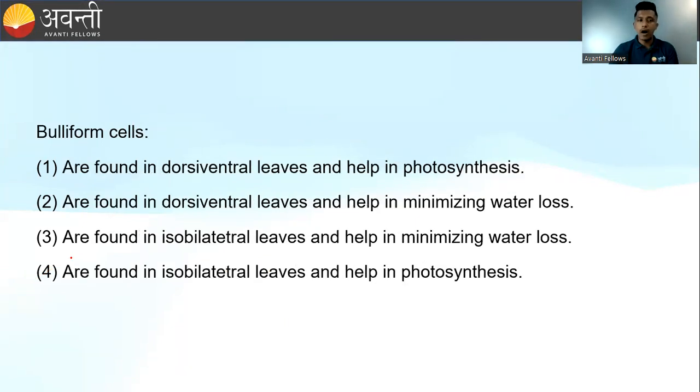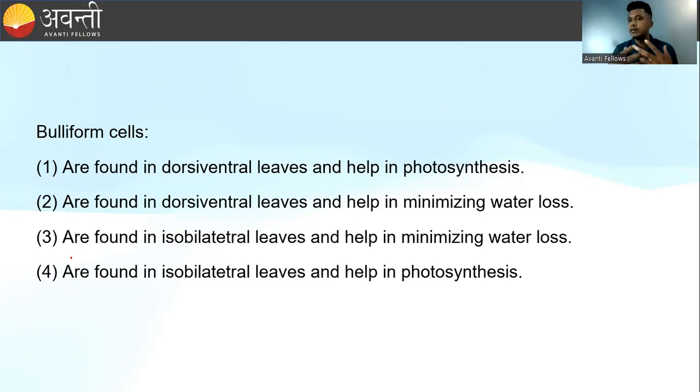Bulliform cells are found in dorsiventral leaves and help in photosynthesis; are found in dorsiventral leaves and help in minimizing water loss; are found in isobilateral leaves and help in maintaining water loss; are found in isobilateral leaves and help in photosynthesis. Sure. When we talk about bulliform cells, what are they? Bulliform cells are found mainly in monocotyledonous plants. They are kind of epithelial cells with a very large vacuole in the center. The role of bulliform cells is to prevent water loss.